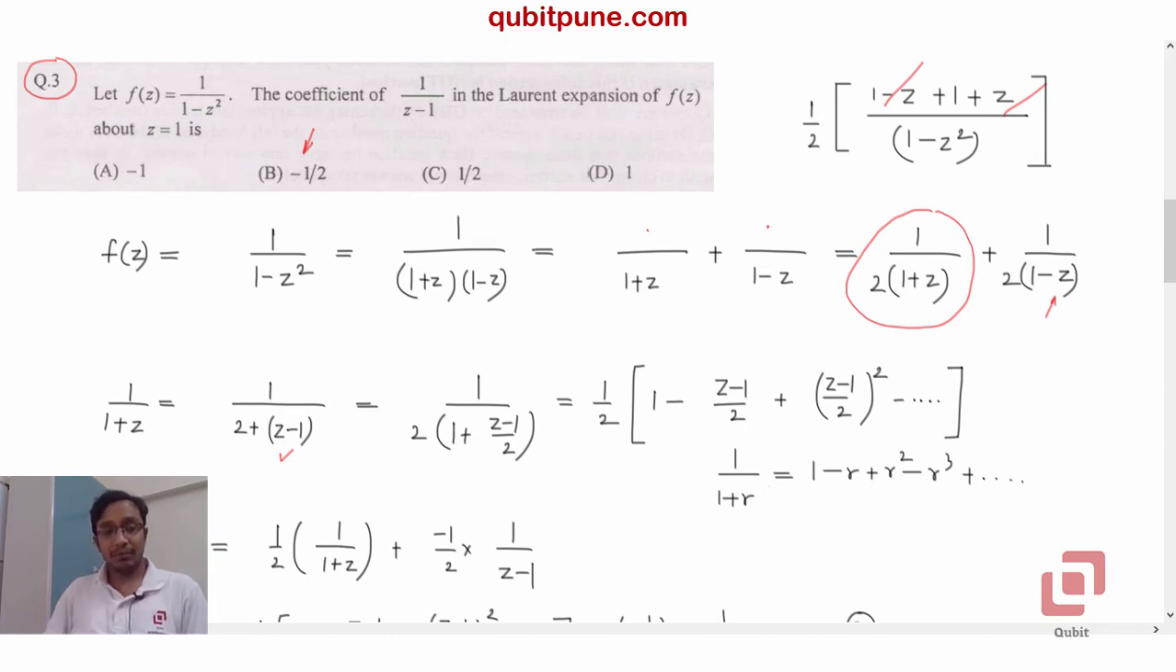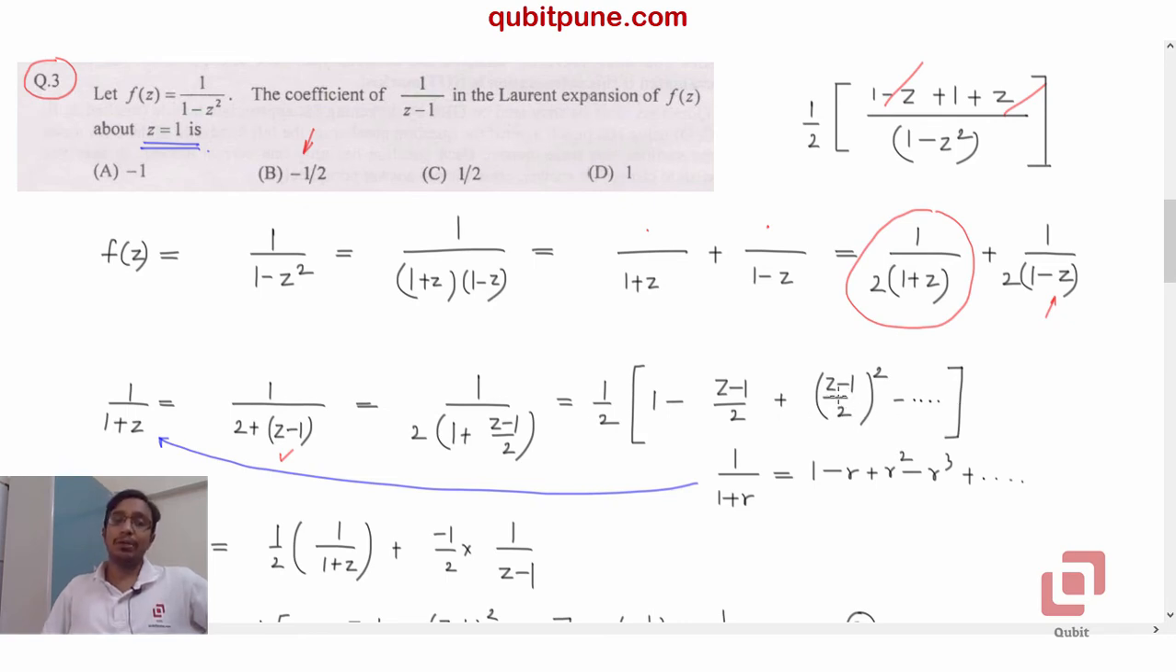And secondly, we wanted the Laurent expansion about 1, so this is important. We could have directly used the formula 1 upon 1 plus r here, but in that case we would have obtained the Maclaurin or the power series expansion in terms of z, but here we want it in terms of z minus 1. Alright, so with r being z minus 1 upon 2, it will now become 1 upon 2, which is already there, into bracket 1 minus z minus 1 upon 2 plus z minus 1 upon 2 bracket squared and so on.